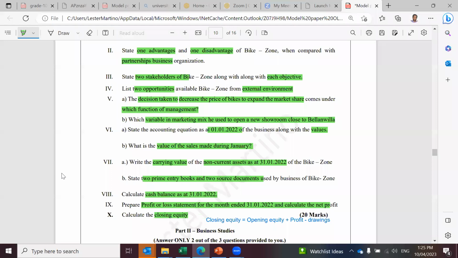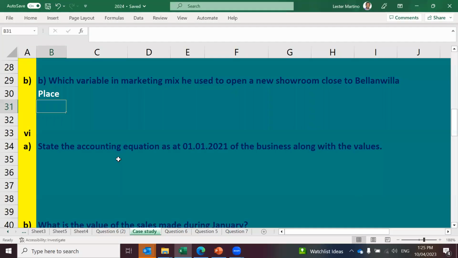Number 6, now we come to the accounting section. Accounting section, so just write it down. Assets equal liability plus equity.